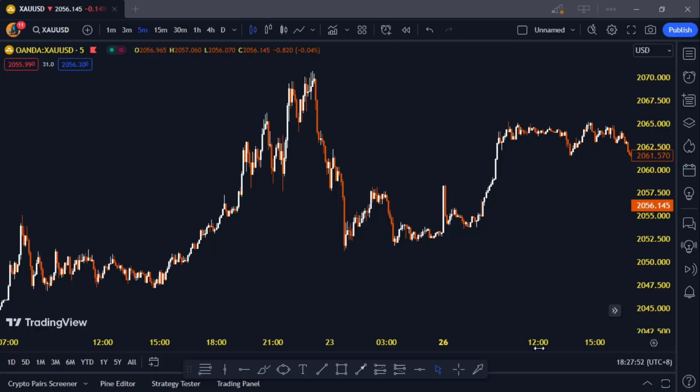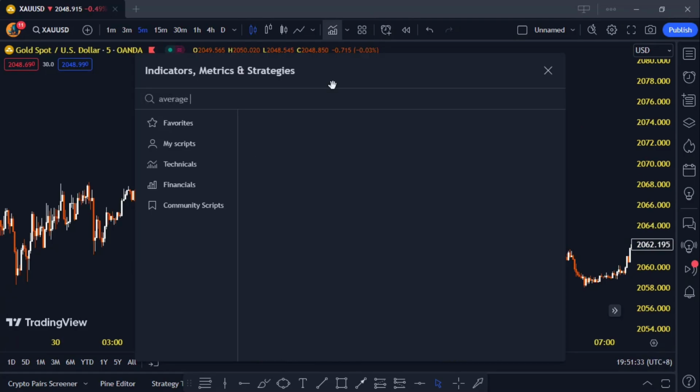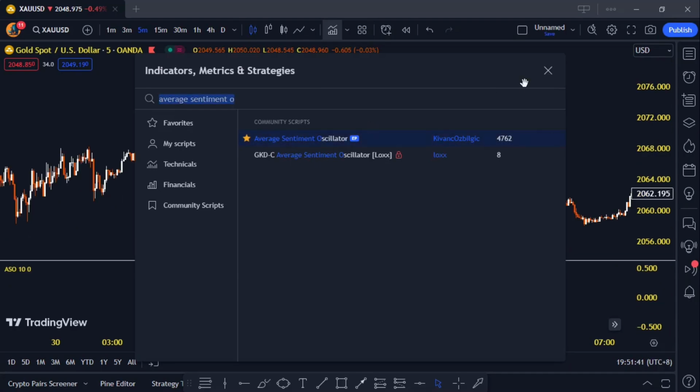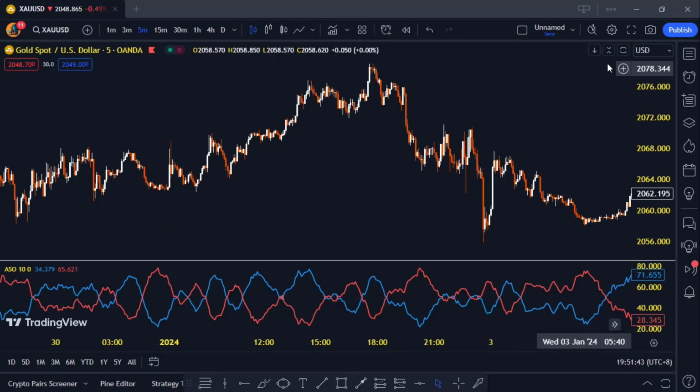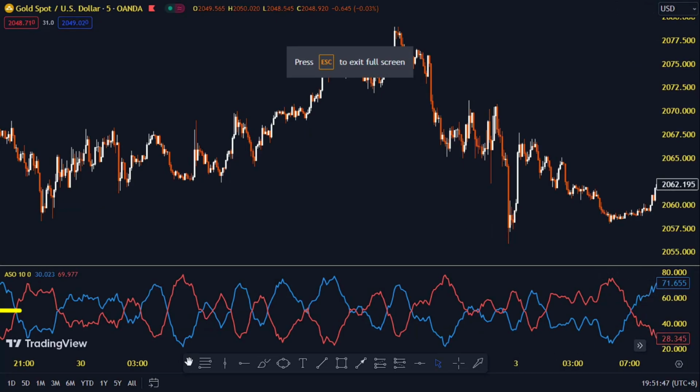To add this fantastic indicator to our chart, click on indicators and search for average sentiment oscillator. This one's an editor's picks indicator crafted by this amazing author. Look below the chart. You'll see the oscillator with red and blue lines moving above and below the center line, which is set at 50.